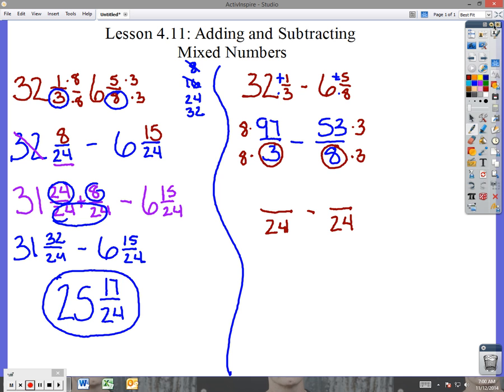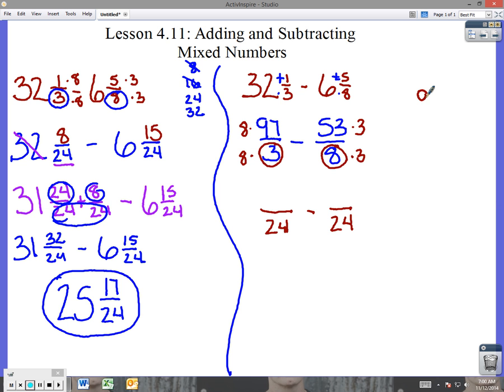Now, in my head, I cannot do 97 times 8. 97 times 8. That gives me, what is that, 56? The 10s go up here. 8 times 9 is 72. 72 plus 5, I believe, gives me 77. So that gives me 776.